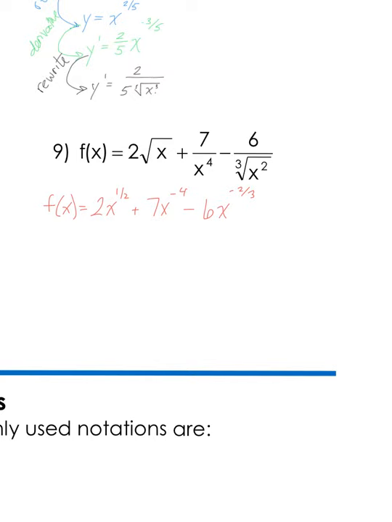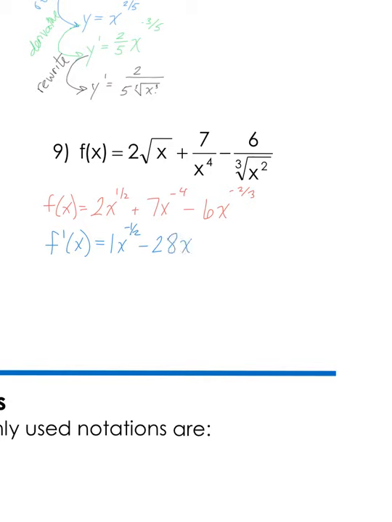Now we go to a different color. Now I'm doing the derivative. So that first step was just a rewrite. That's why it's still called f of x. Now I'm actually going to apply the power rule. So applying the power rule, 1/2 times 2 makes that coefficient a 1. 1/2 minus 1 is negative 1/2. Negative 4 times 7, the new coefficient is negative 28.